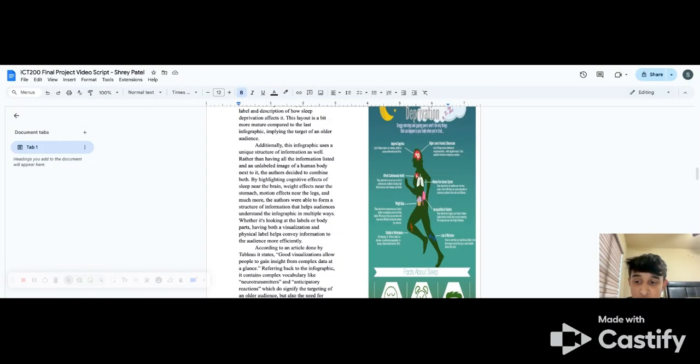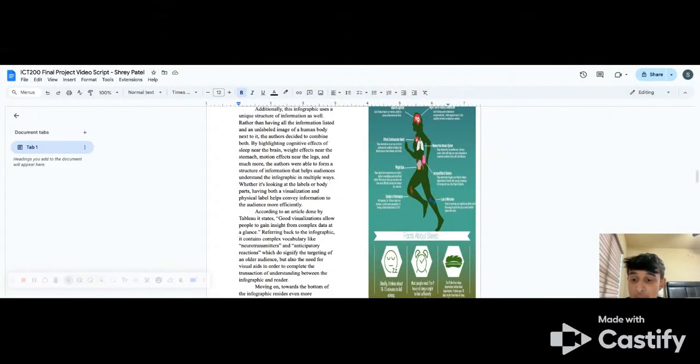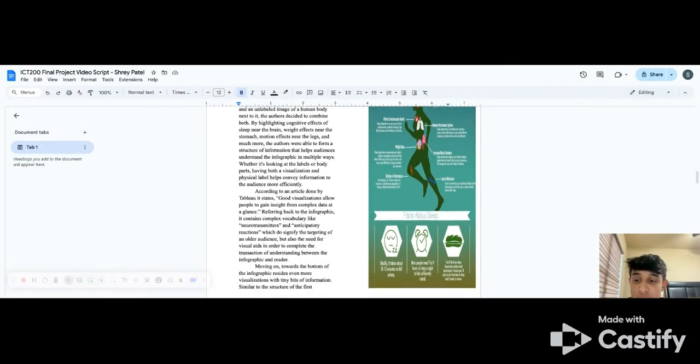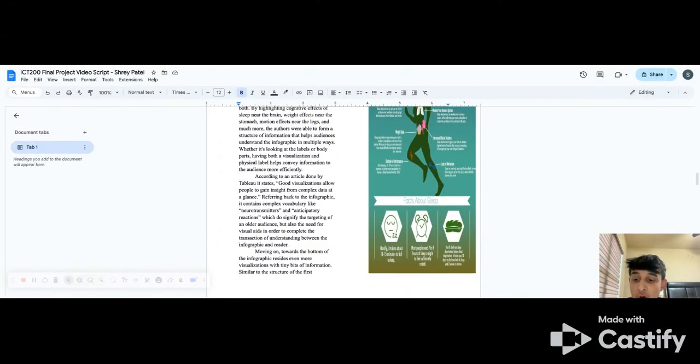Whether it's looking at the labels or body parts, having both a visualization and physical label helps convey information to the audience more efficiently. According to an article done by Tableau, it states good visualizations allow people to gain insight from complex data at a glance. Referring back to the infographic, it contains complex vocabulary like neurotransmitters and anticipatory reactions, which do signify the targeting of an older audience, but also the need for visual aids in order to complete the transaction of understanding between the infographic and reader.